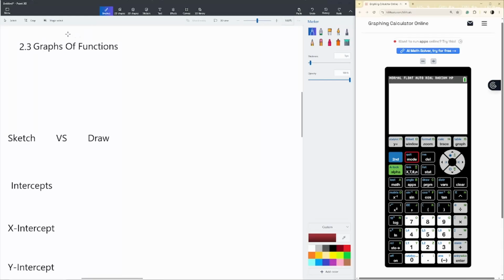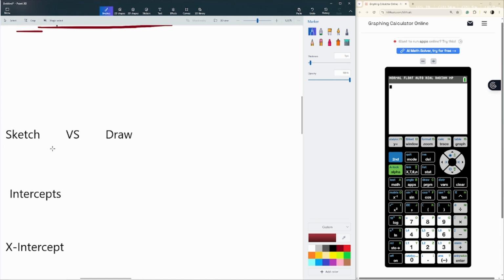In this lesson, we're going to cover IB Math AI/HL topic 2.3, also known as the topic of graphs of functions. So first, you have to understand the difference between sketch and draw. These are two commands given in your exams and also in your tests, most likely, where you have to really understand and distinguish the difference between the two to understand what to do.